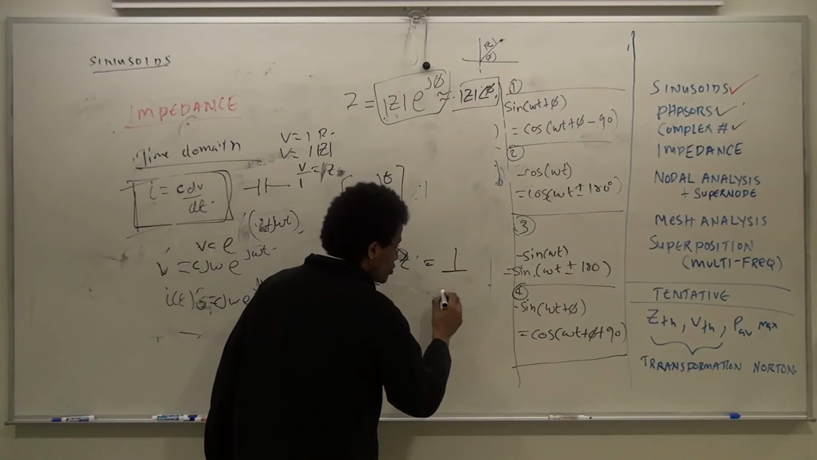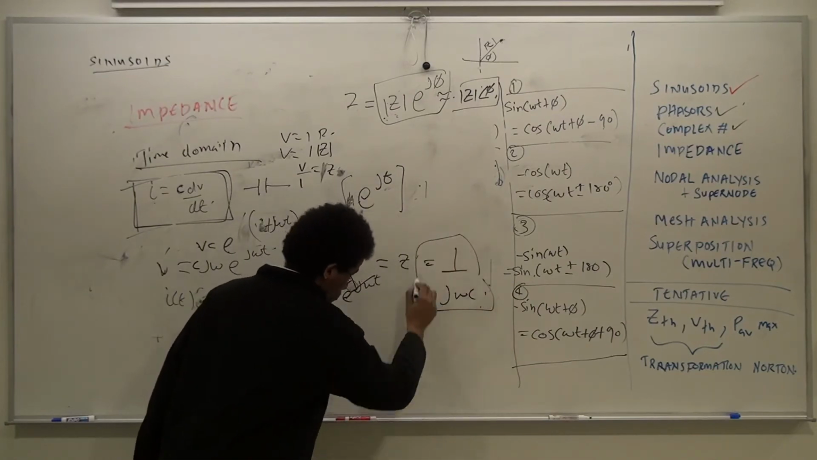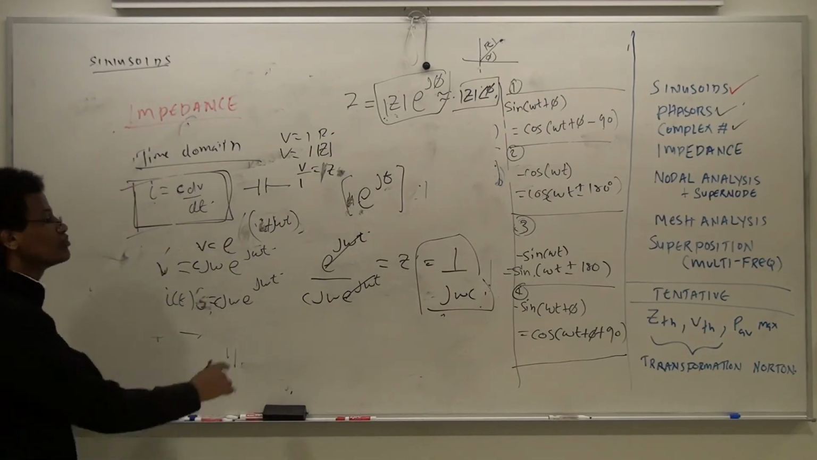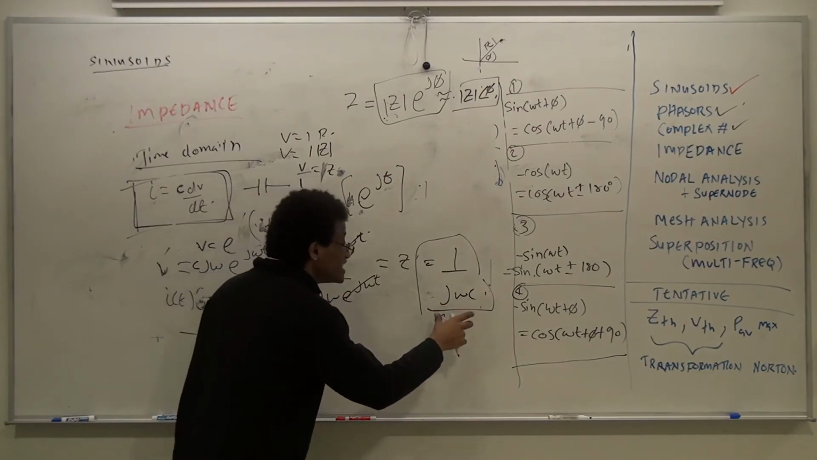I like that because you pointed out j omega C. I don't know if you guys have seen this before, but that is actually the impedance of a capacitor, 1 over j omega C. It's true, and it only has a purely imaginary part.